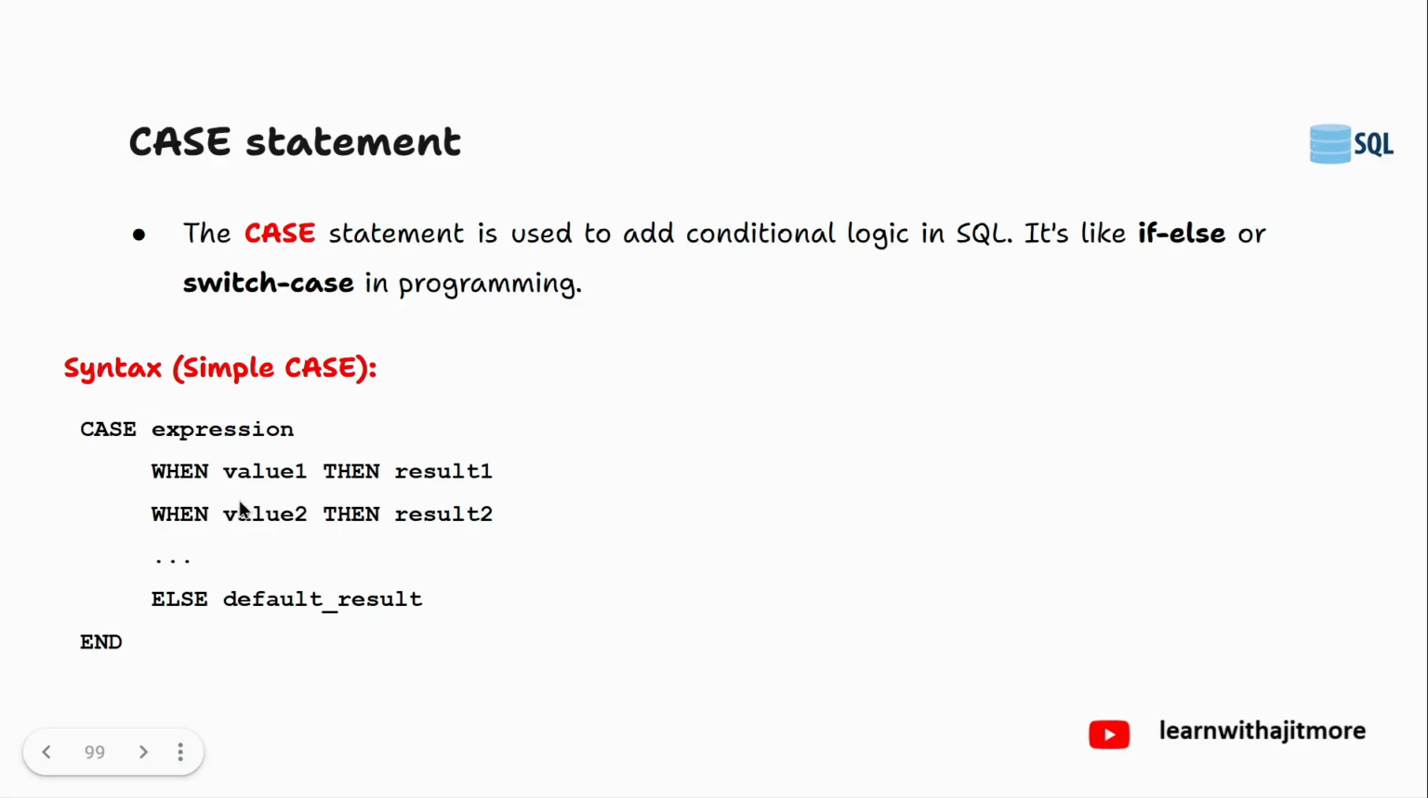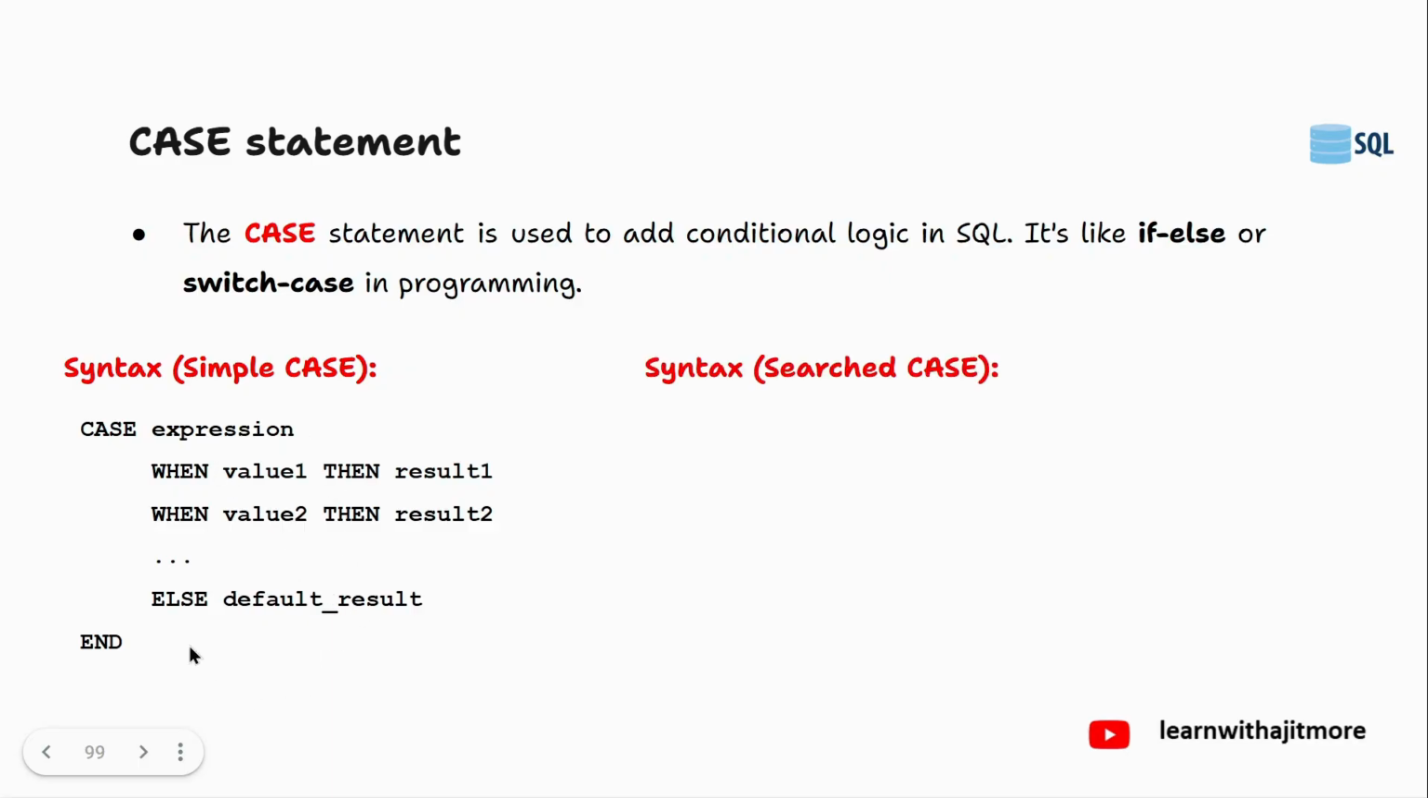Okay, case expression. Then when value one, then result one. When value two, then result two. Else this thing. So this expression is matched with value one. If it is matching with value one, result one. If it is not matching with value one, then go and check value two. If it is matching with value two, then result two. This way, if none of the values are matched, then the else section, which is called the default.